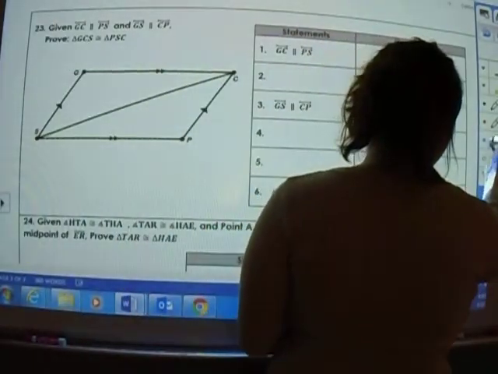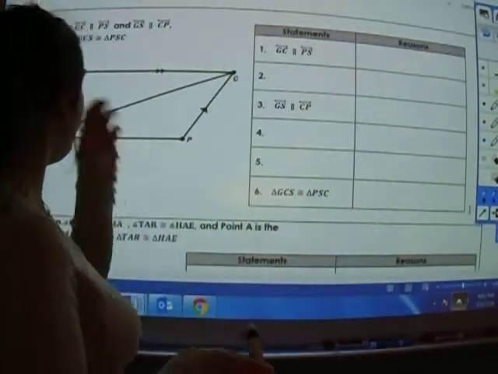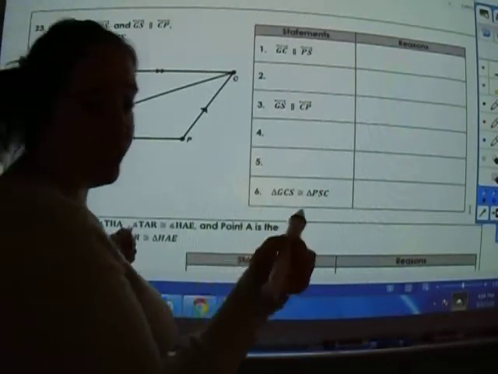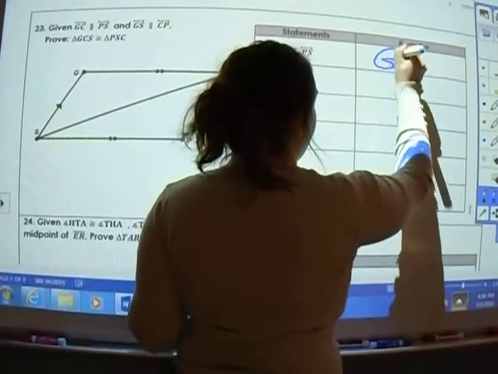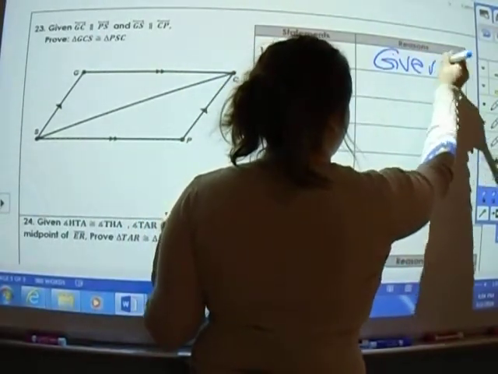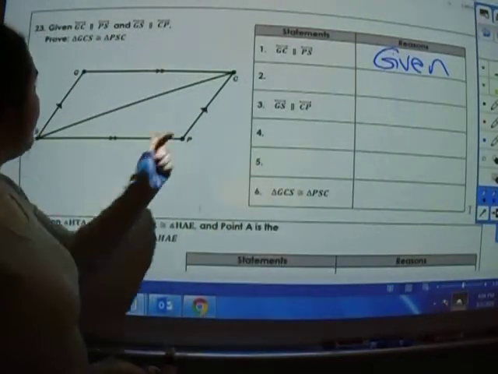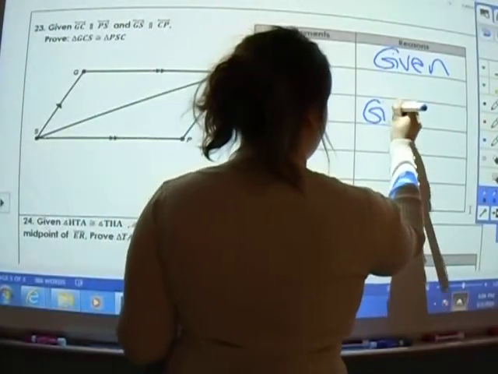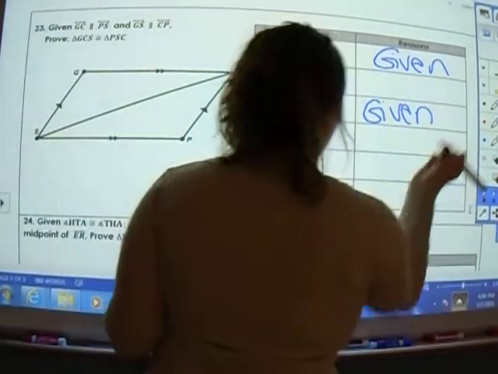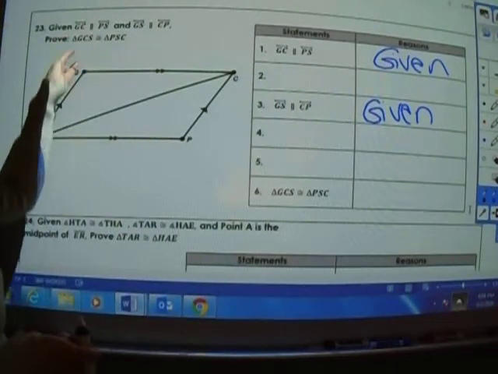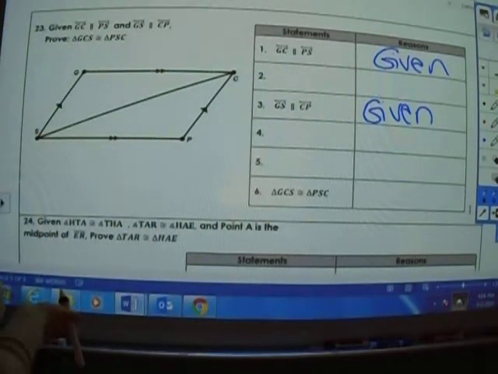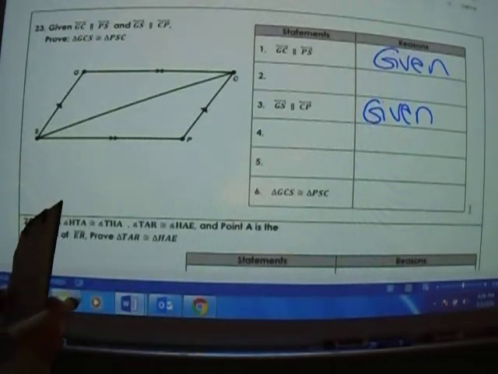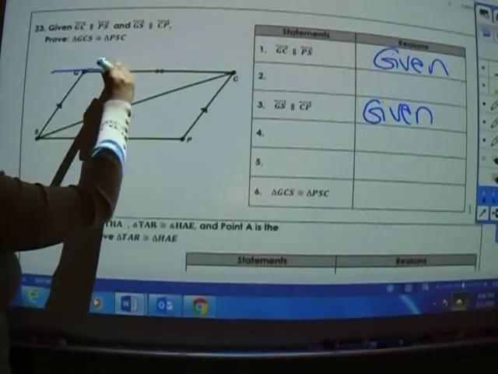Alright, let's write in blue. Given GC is parallel to PS, so that's our given. We also see GS is parallel to CP. That's another given. We're proving that triangle GCF is congruent to triangle PSC. So the first thing that we're going to note, these are parallel, right?